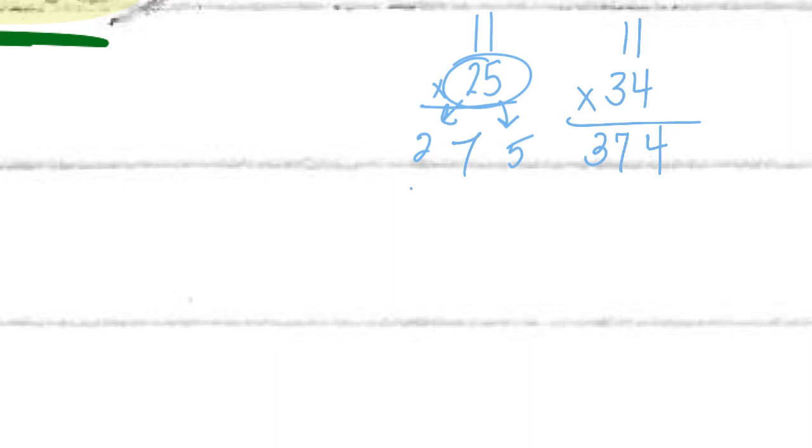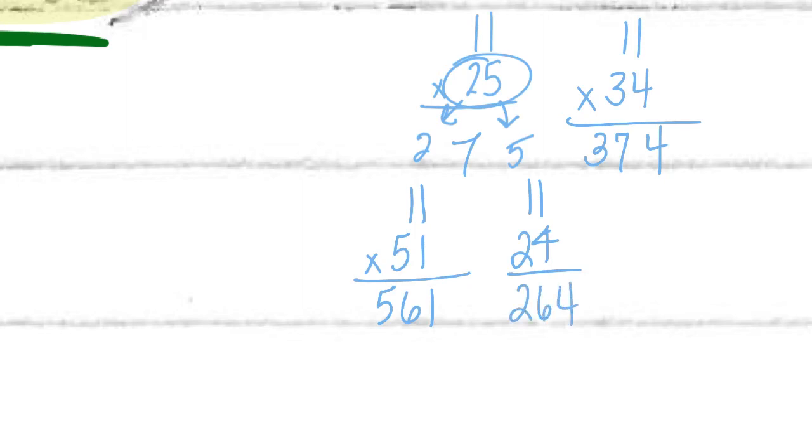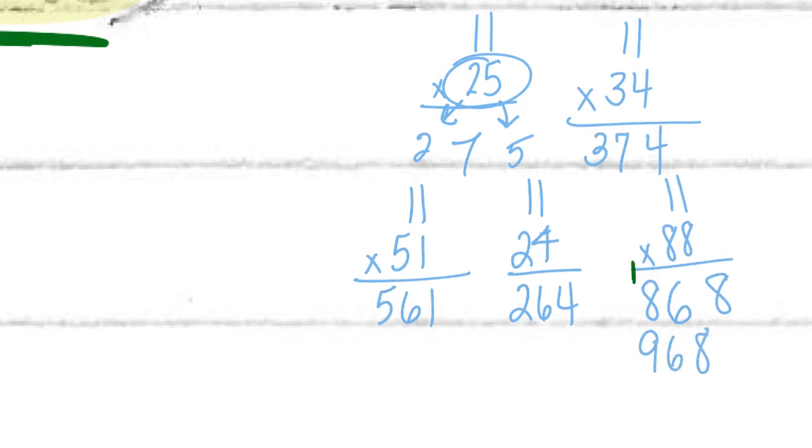Wow, you guys aren't catching on as quickly as my other class. What about 11 times 51? Can you answer that? 561. What about 11 and 24? 264. What about 11 and 88? Uh-oh, we got a problema. We know that 8 and 8 are going to separate, but our problem comes when I add 8 and 8. What do I get? 16. So we're going to put our 6 here and carry that 1 and just add it together. So it's 968. Pretty fun trick, right?